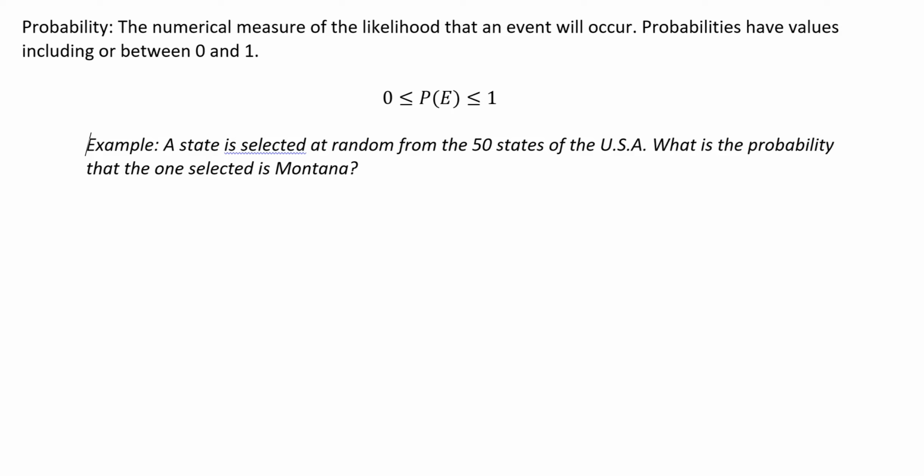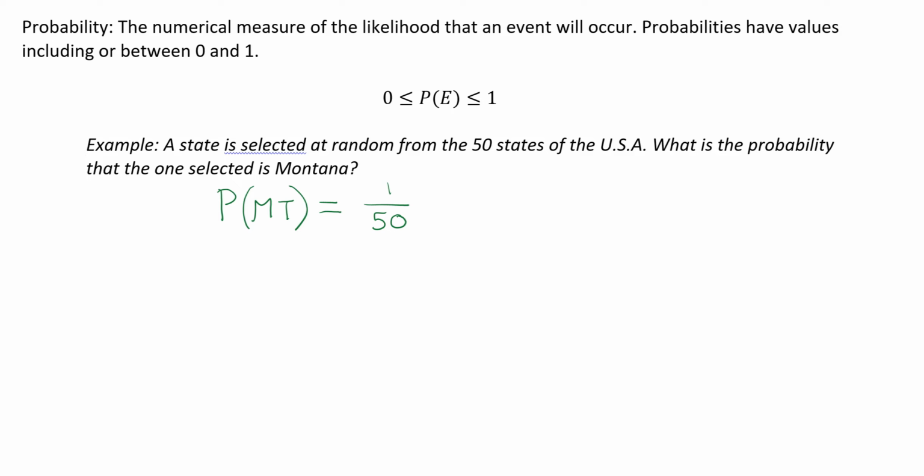Let's start with a basic example. It says, a state is selected at random from the 50 states of the USA. What is the probability that the one selected is Montana? So first thing on notation is I would write P for probability, and then I would write Montana in here. That says the probability of Montana equals. Now Montana is one of the states of the USA, so its probability is not 0. It is 1 out of 50 because it is one of the 50 states.